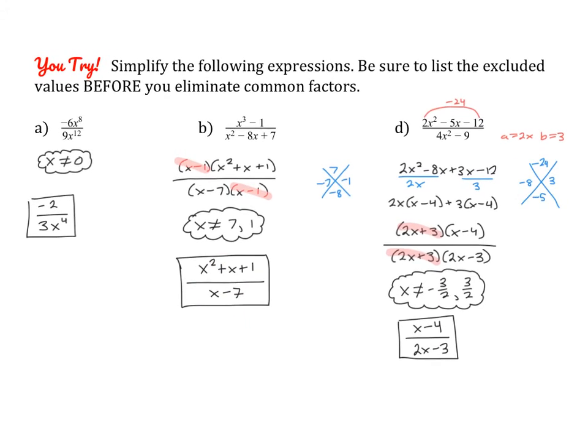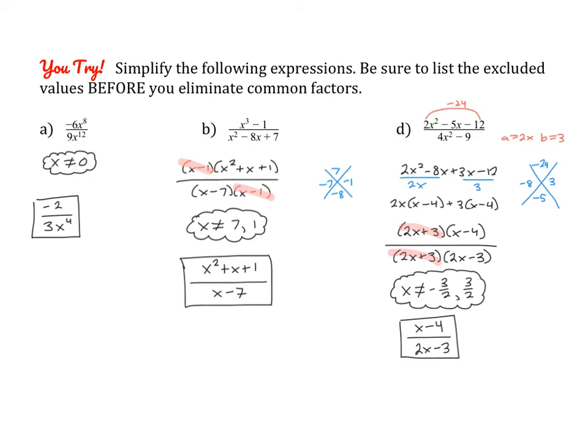And then for part C or D, it's mislabeled, but that's okay. You can factor the numerator using grouping. So that should be 2x plus 3 times x minus 4. And then you can factor the denominator using difference of 2 squares. So 2x plus 3 times 2x minus 3.